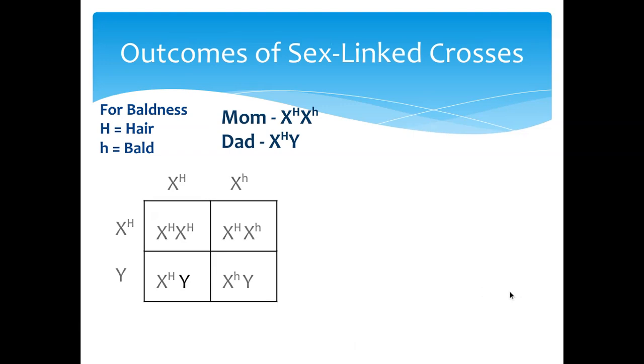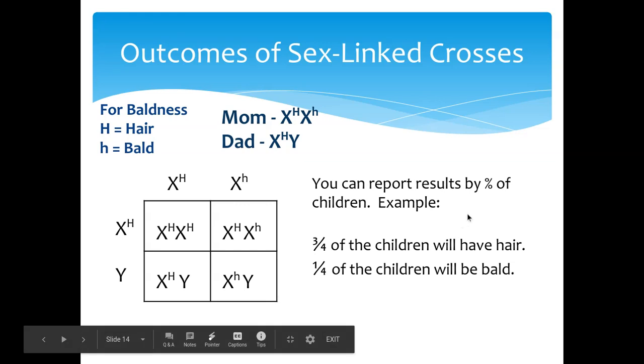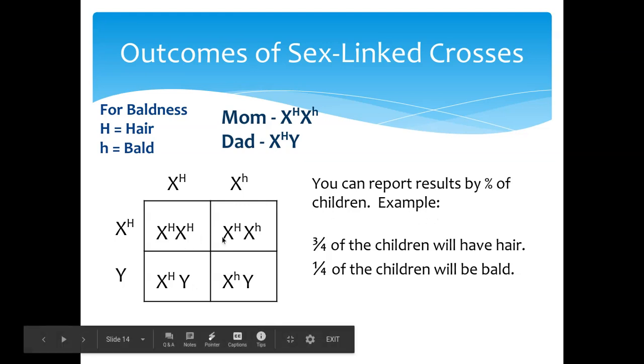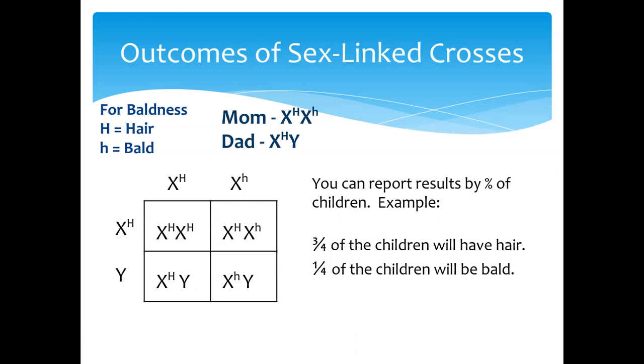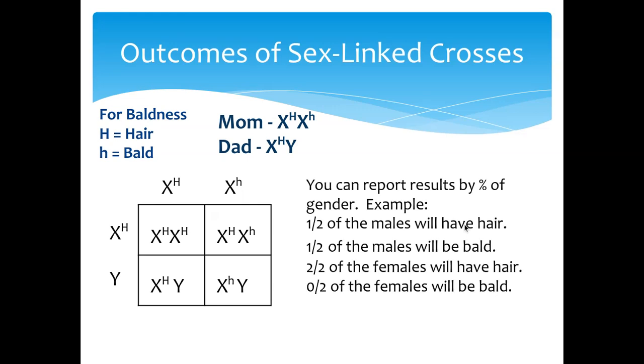Now, you can report the outcome of a sex-linked trait in 2 different ways. You might be asked to report the results by just the percentage of the children. For example, 3/4 of your children in this Punnett square will have hair, where 1/4 of the children will be bald. But we might also ask you to report the results by gender.